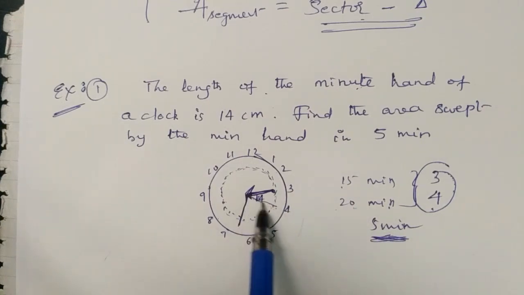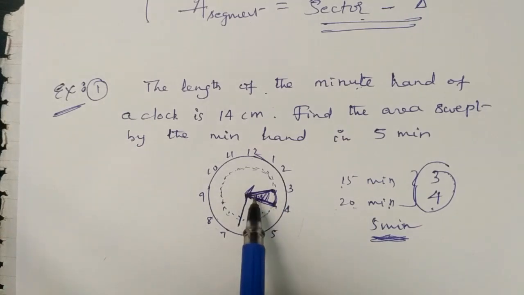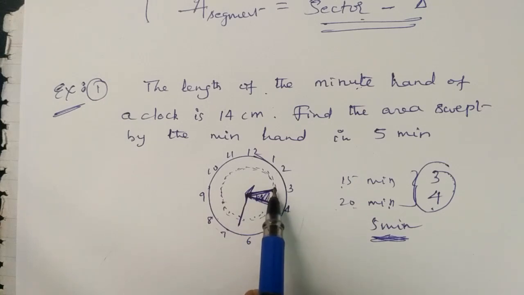Suppose the minute hand comes here. Both are the minute hand only. So what is the area swept by it? This is the area they are asking. Before, the minute hand was at 3, now the minute hand is at 4. What is the area obtained here? Look at this area.